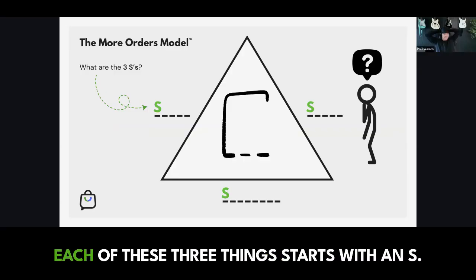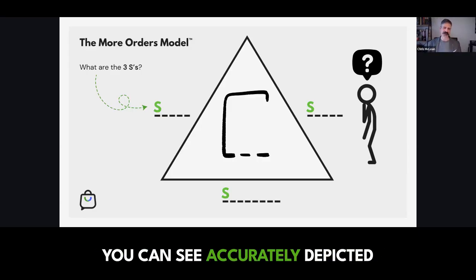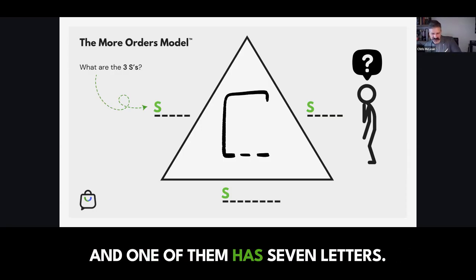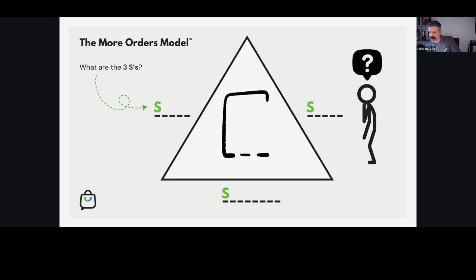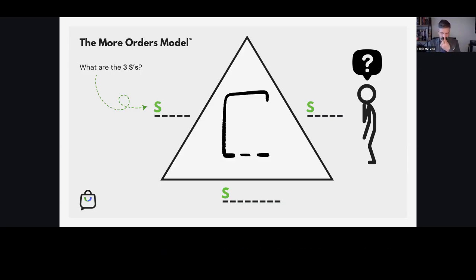Each of these 3 things starts with an S. 2 of them have 5 letters, as you can see, accurately depicted in the number of dashes under each word. And 1 of them has 7 letters. What do you think these are? Is this little fella going to survive? We'll give you a few guesses.